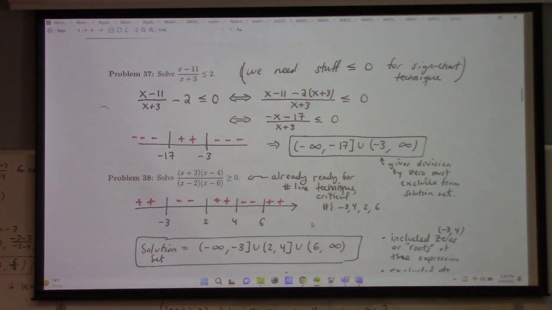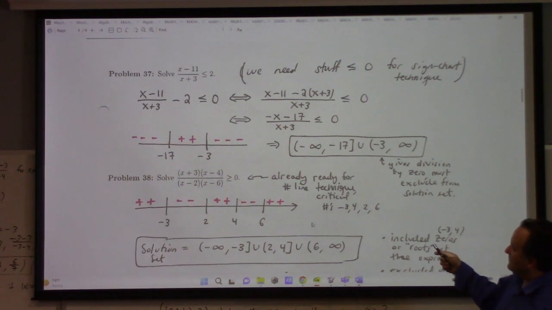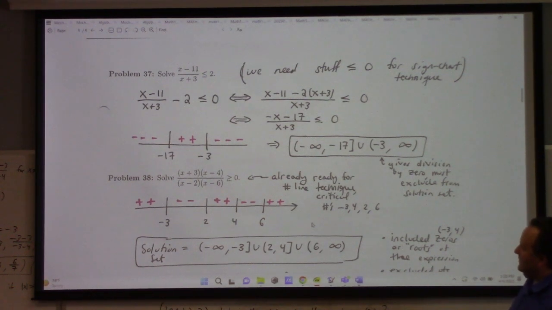And so my first order of business is to bring the 2 to the other side, as I did here, and then I make a common denominator by multiplying 2 by x plus 3 over x plus 3, which then simplifies to this. I look at it, okay, my critical numbers are minus 17 and minus 3. Which one comes first? Well, minus 17 is to the left, right? So put them like that. I plug in some points. I get minuses, pluses, then minuses. And so I'm trying to solve less than or equal to 0, so I'm looking at either end, all right? So that's 80% of the solution.